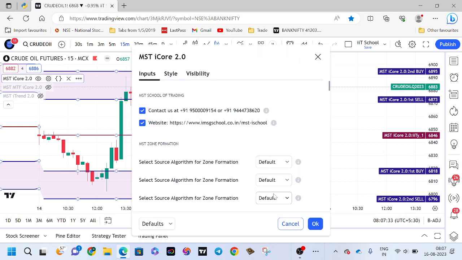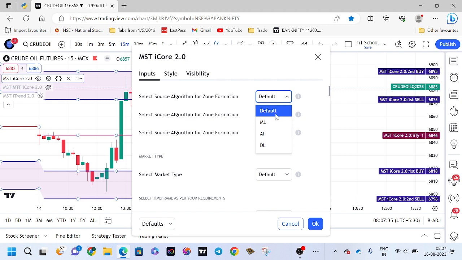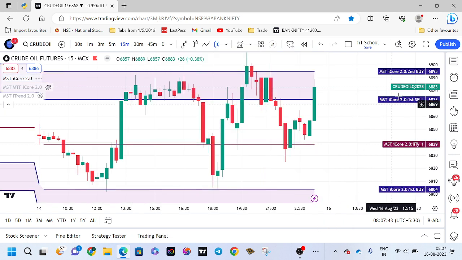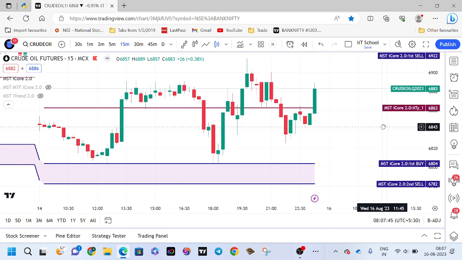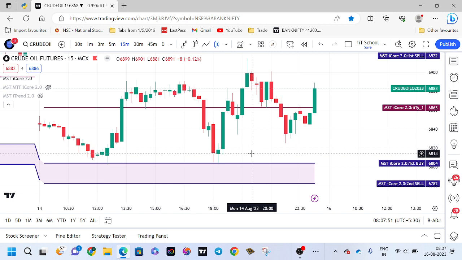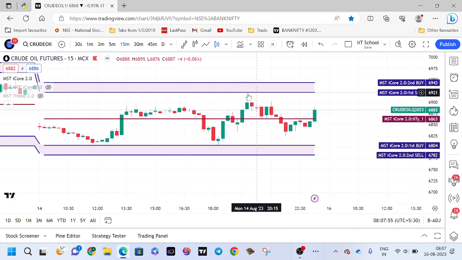What about the other one? I have kept here DL1. So I am testing with the DL also. DL is getting good performance. So if you want to change, then you can do with the DL. See the performance. See how accurately we got the entry here. Here also perfect entry, all the targets hit. Here also perfect entry, all the targets hit. And once again here it has reached the sell zone. Again we got the profit. So this is working very nicely.